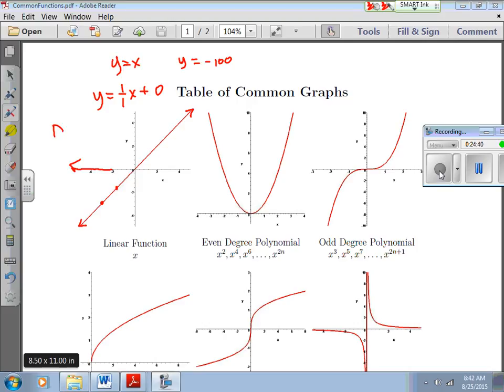That means the domain here is all real numbers on the x. How about the range? Same thing. Because the negatives are going to go forever, and the positives are going to go forever. So the range is all real numbers.